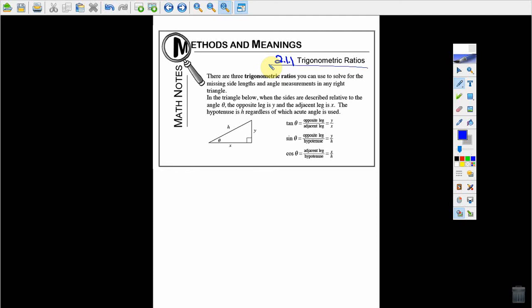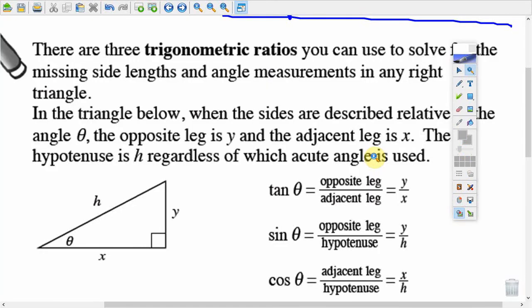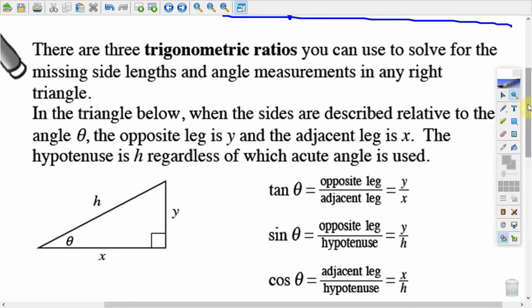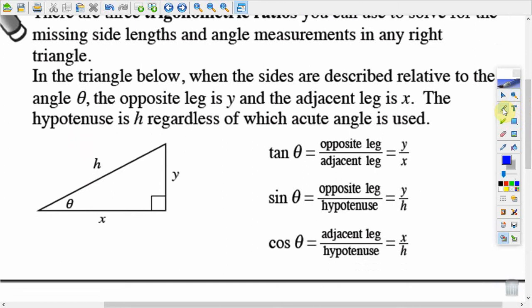So we'll just go through this writing real fast here. There's three trigonometric ratios, let me zoom in on this a little bit, that you can use to solve for the missing side length and angle measures in any right triangle. You may recall that from last year. We had sine, cosine, and tangent.